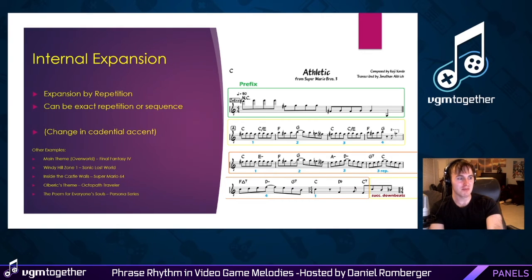This is Ulbricht's theme from Octopath Traveler, which is another example of expansion through repetition. Ulbricht the Warrior. So play it through one more time. That was a prefix, and then that was all one phrase. I'll play it again. Whoops, from the beginning though.